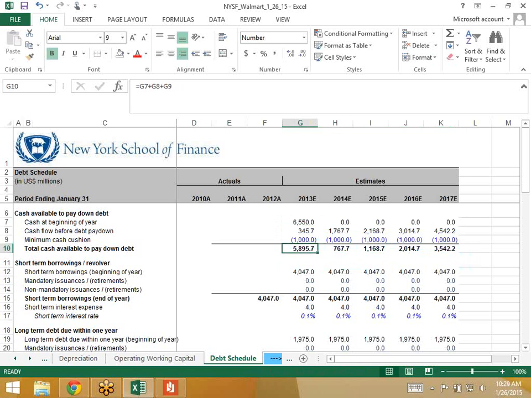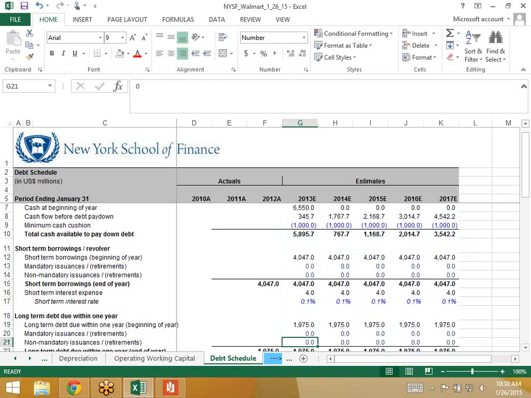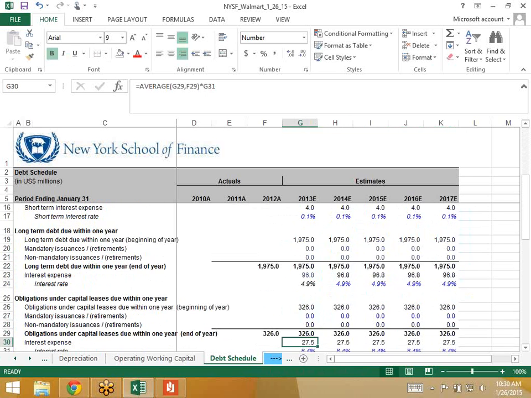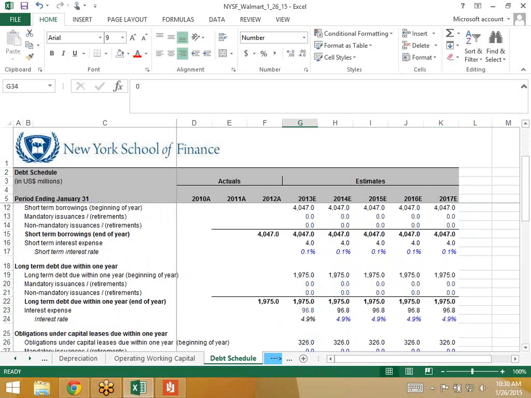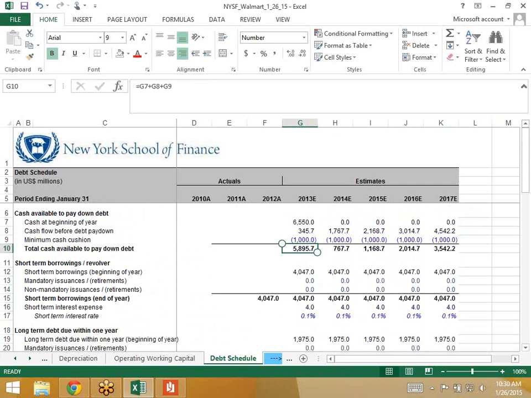I want to talk about that, but before I do, I want to take a look at something. So I have $5.8 or $5.9 billion to pay down debt. Right? So let's say I do. Let's say, all right, I can pay down something bigger, my long-term debt. Let's see what I got. 5895.7.